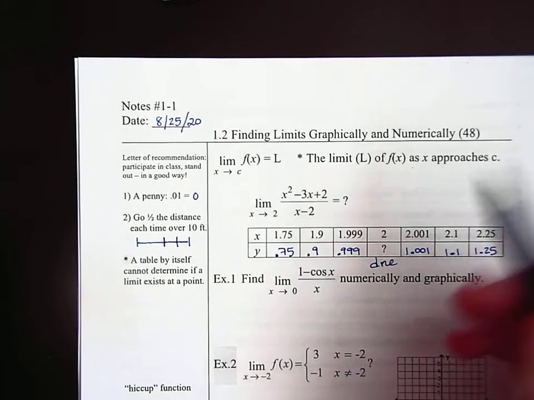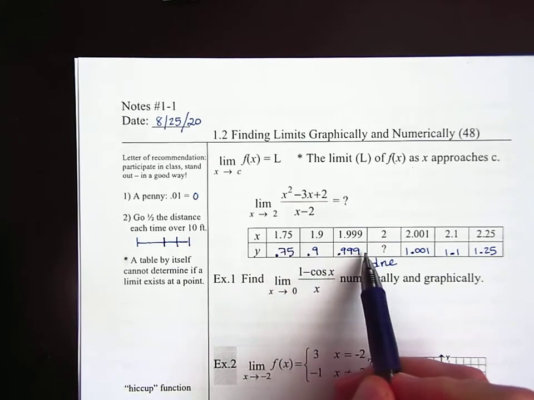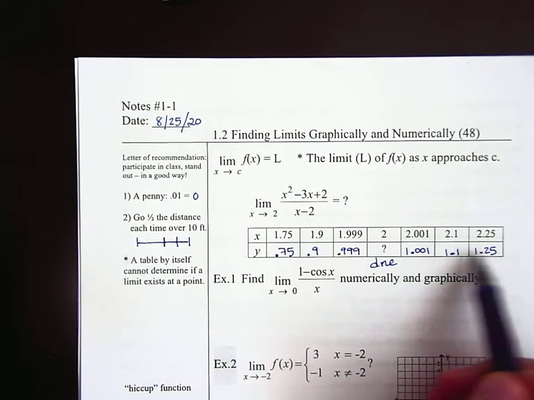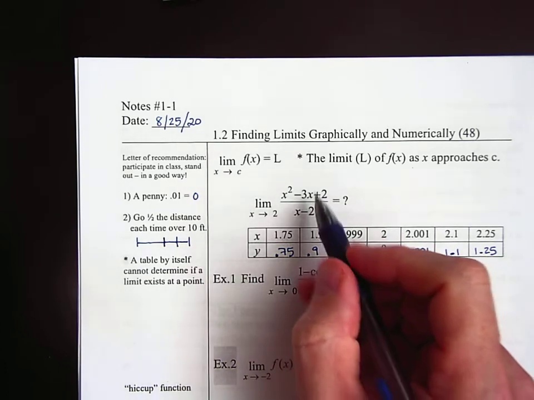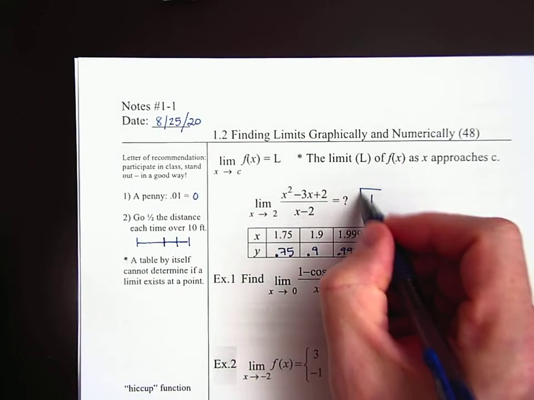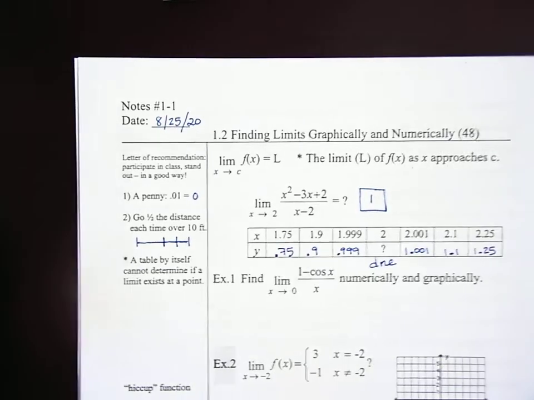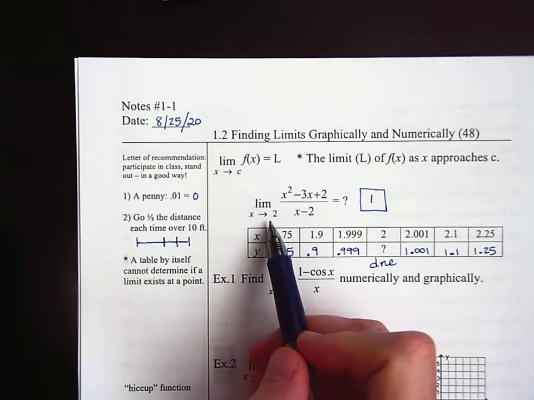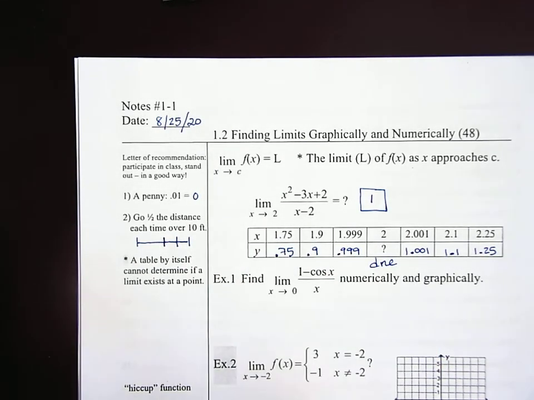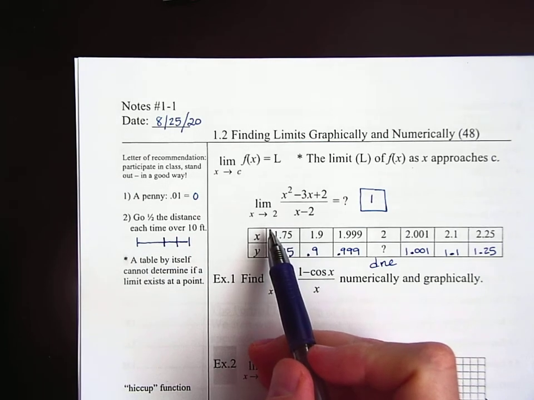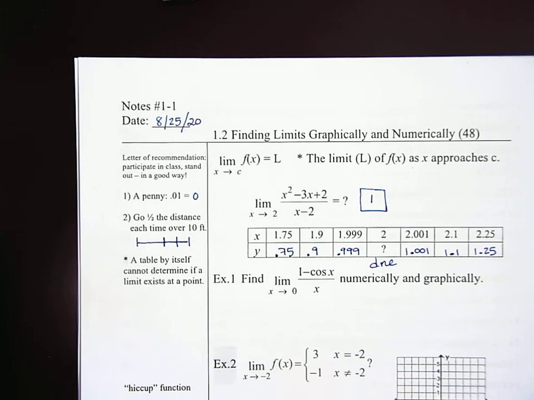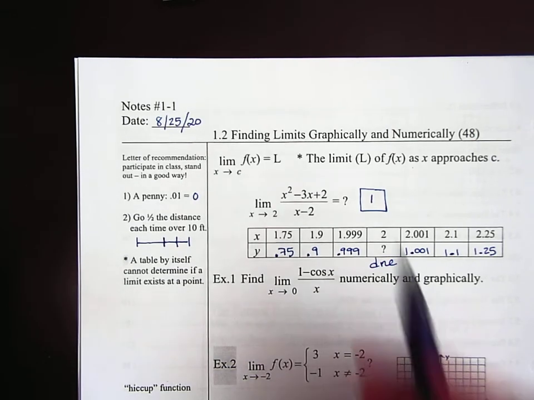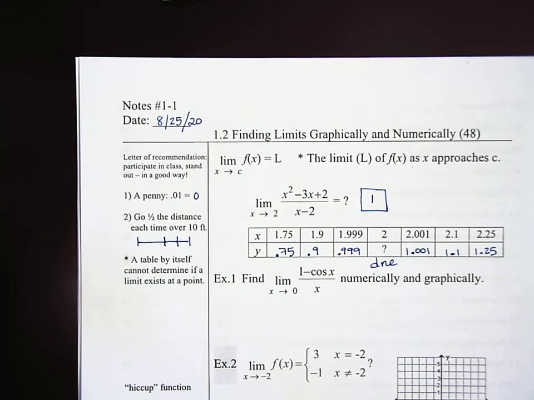So the limit of this equals 1. Now, the fact that the function doesn't exist at x equals 2 makes no difference because we're never actually going to reach 2. So since we're never going to get there, it doesn't really matter what's happening there. The question is about what's happening as we get really close to 2. And so the answer is just going to be 1 there.